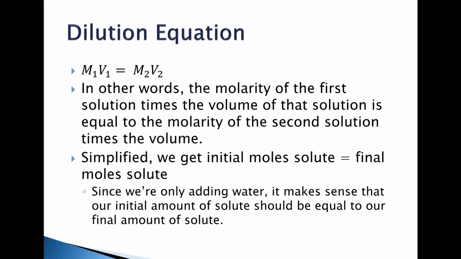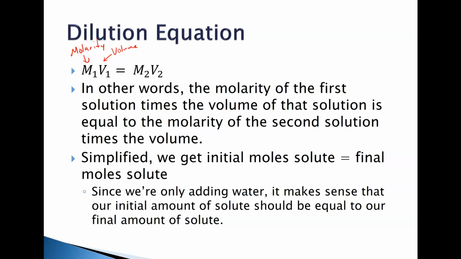So our dilution equation is really pretty simple. M1V1 equals M2V2. So M is molarity, and V is volume. And the 1 and the 2 just stand for initial and final. So 1 is initial, 2 is final. So we're going to take the initial molarity times the initial volume, and that equals the final molarity times the final volume.